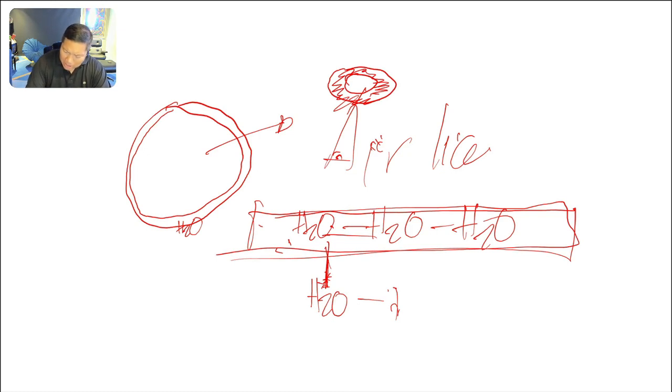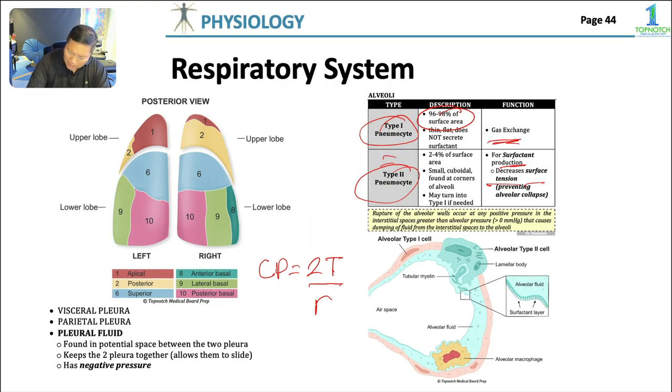So, ang gimmick natin dito is to add an amphipathic molecule, which is basically your surfactant. That surfactant will have a lipid and water-soluble side. Basically, ang gagawin niya is babasagin niya yung mga hydrogen bonds na yan. Okay? So, this will now decrease the surface tension. Okay? And this will now decrease your collapsing pressure.